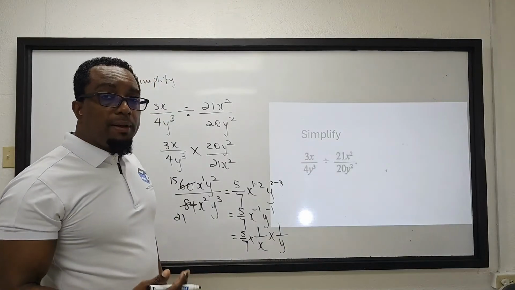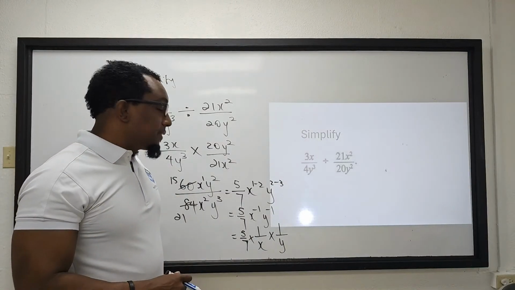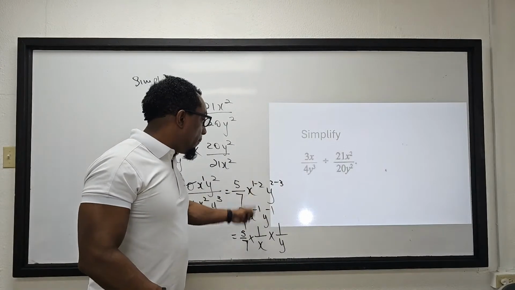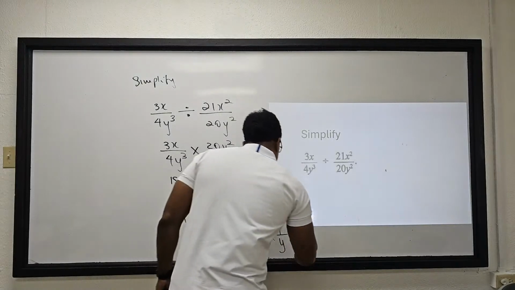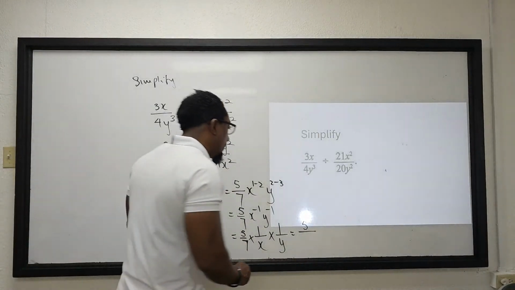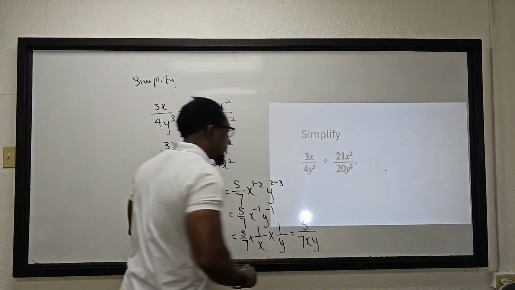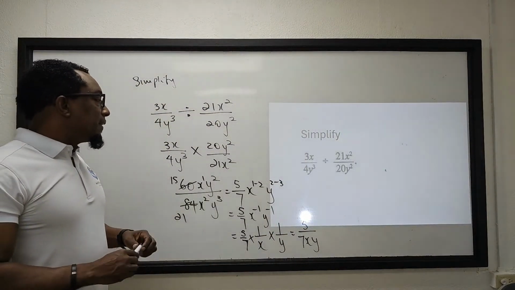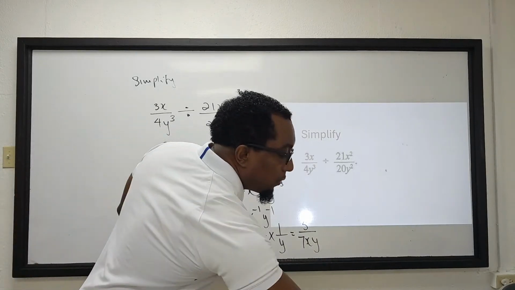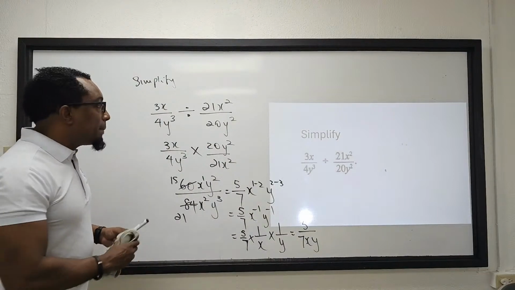And therefore, we can write the final answer in a proper format. Multiply all in your numerator. 5 by 1 by 1 is 5, over 7 by x by y, it is 7xy. And that is our answer there, simplified. Okay? So applying your laws of indices where applicable.